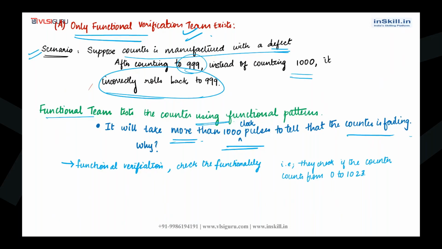Now in this case, what is happening? The counter is failing at the 1000th pulse. At the 1000th pulse only, instead of counting 1000, it incorrectly rolls back to 999. It once again counts 999.